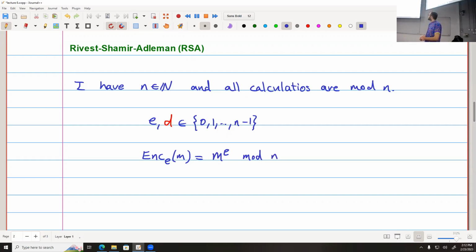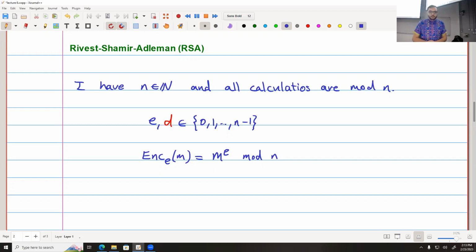So whenever I have a message and I want to encrypt it, I just take my key and I raise my message to the power of my key. And of course, I do all of the calculations modular. I want to have this kind of simple encryption.